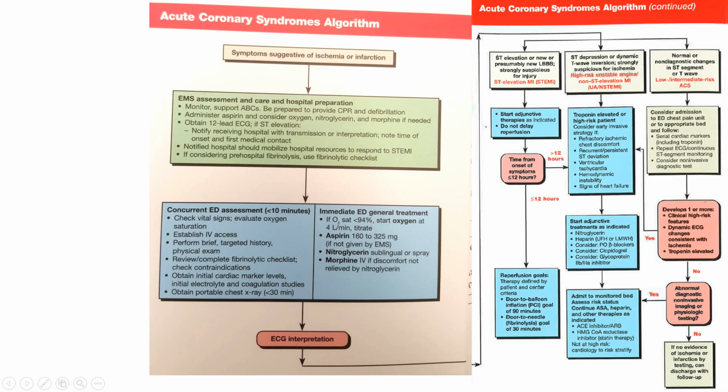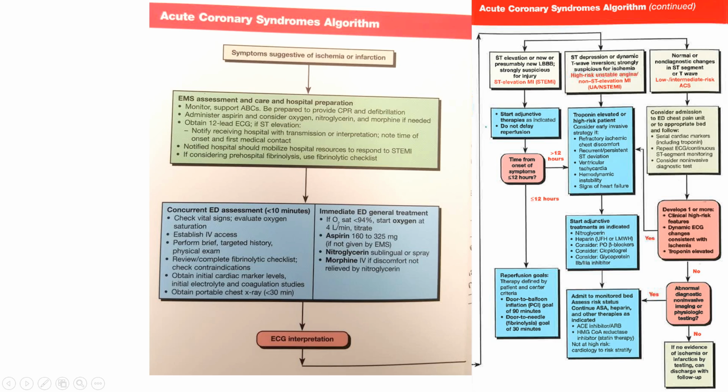All right. So symptoms suggestive of ischemia or infarction. Ischemia, basically there's not enough oxygen getting to it, and infarcted means all the blood's cut off from it. So EMS assessment and care and hospital preparation. Monitor, support ABCs, be prepared to provide CPR and defibrillation, administer aspirin and consider oxygen, nitroglycerin, morphine if needed. Basically what you're doing here is: are they breathing? Do they have the airways open? Are they circulating? Give them CPR if needed.